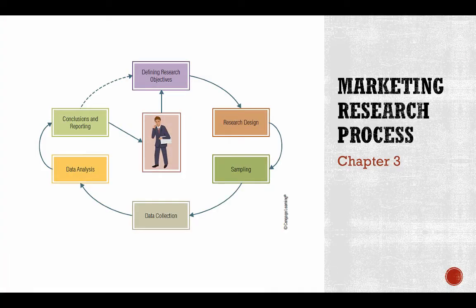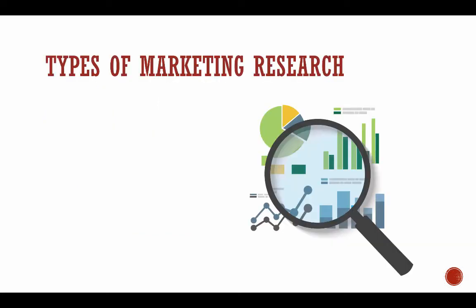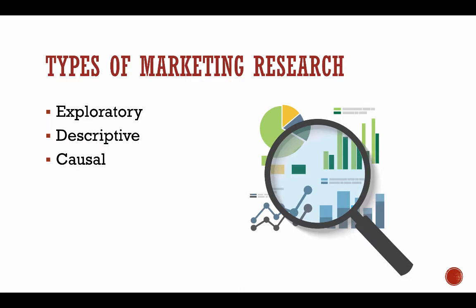Chapter 3 introduces the types of research and discusses stages in the marketing research process. Marketing research can be described as exploratory, descriptive, or causal. Each type of research leads to a different research design. The clarity with which the team defines a decision situation determines whether exploratory, descriptive, or causal research is most appropriate.